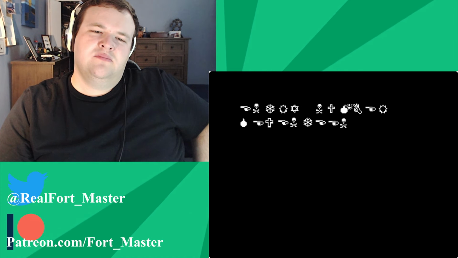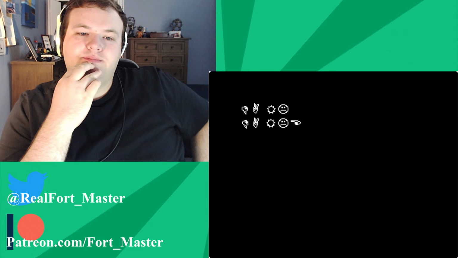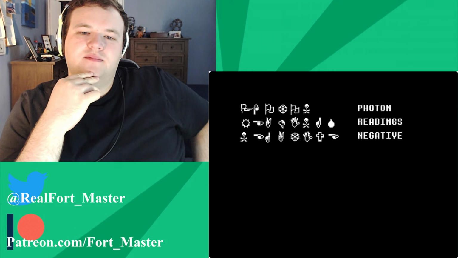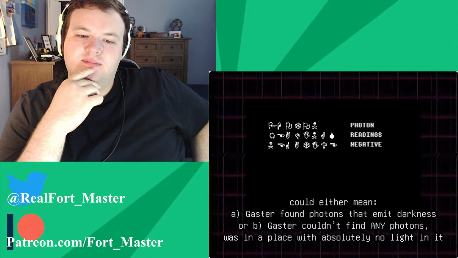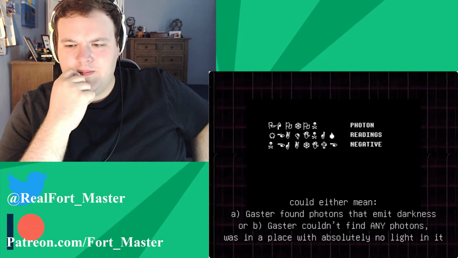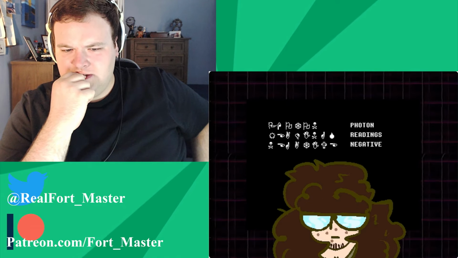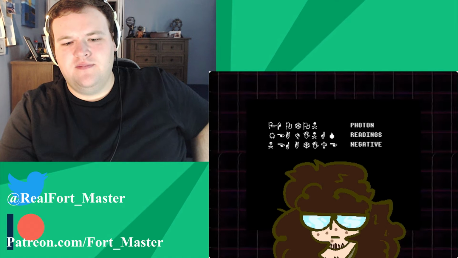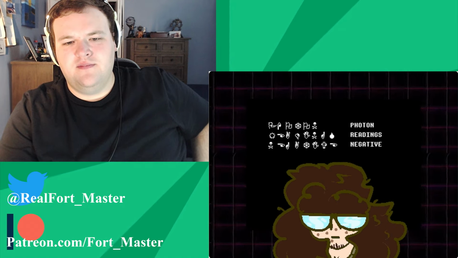Even in Entry 17, which all but directly refers to Dark Worlds, this is touched on with the line, "Photon reading is negative." Of course, that could just be interpreted as the absence of light, as that's just what photons are. Yeah, light. But given how Dark Worlds work in Deltarune, are you really going to tell me that it being interpreted as Gaster finding negative photons, or photons that emit darkness, was somehow completely not the intention?